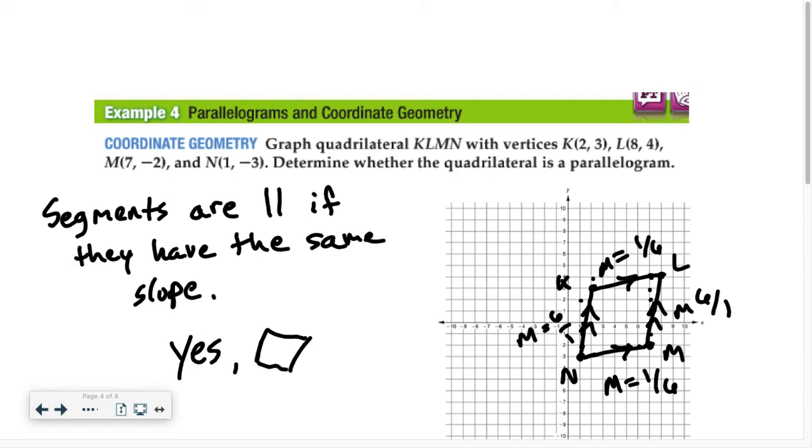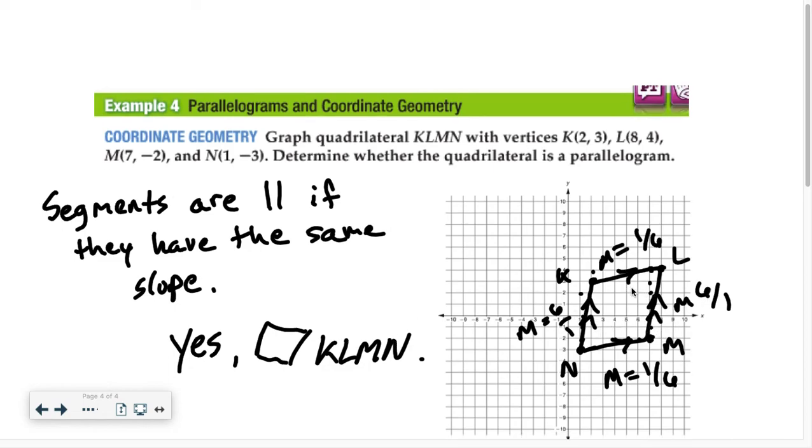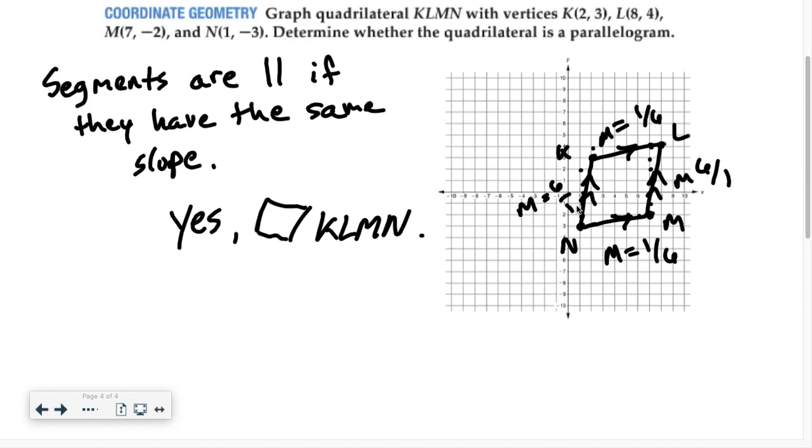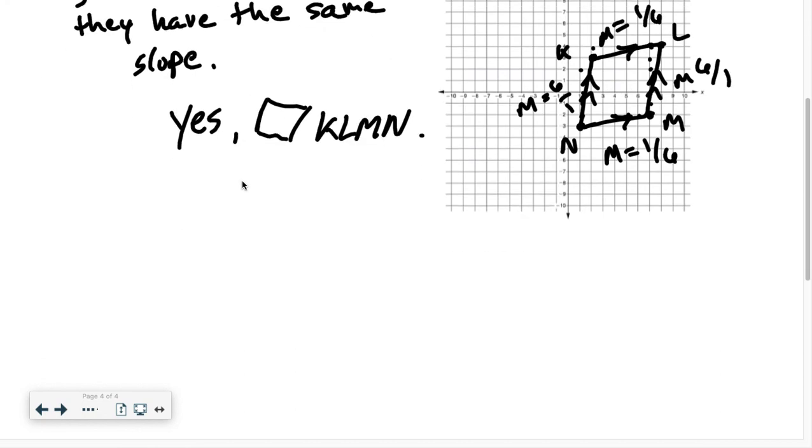Use our symbol there. Parallelogram KLMN. Okay. So that was using the definition. That's probably the easiest way, using rise over run, or just slope in the coordinate plane. Easiest way to prove that a shape is a parallelogram, I think. Okay, that'll end our video, guys.